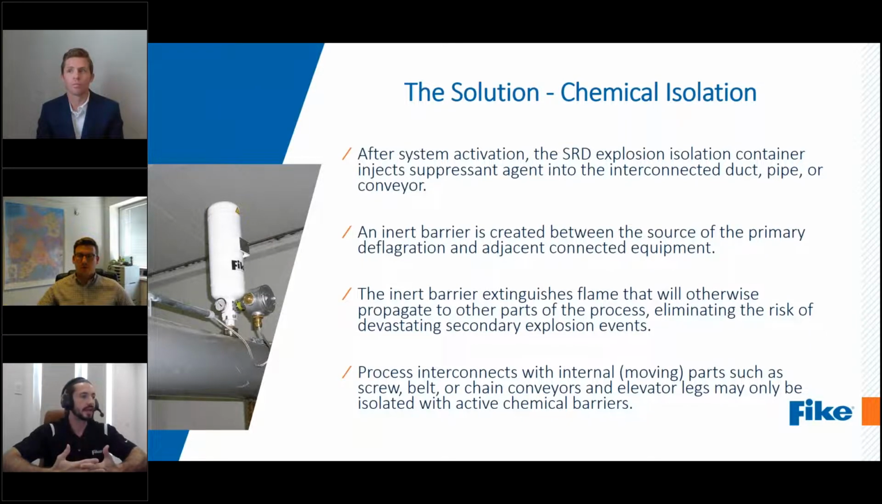Process interconnects with internal moving parts such as screw conveyors, belt conveyors, elevator legs. These can all be activated using chemical barriers. You can imagine if there are moving parts within that pipe, as in for a conveyor or a bucket elevator, there are obviously buckets. You would not be able to implement an active mechanical isolation solution there with a valve. That would be a scenario where chemical isolation would be the preferred isolation method.